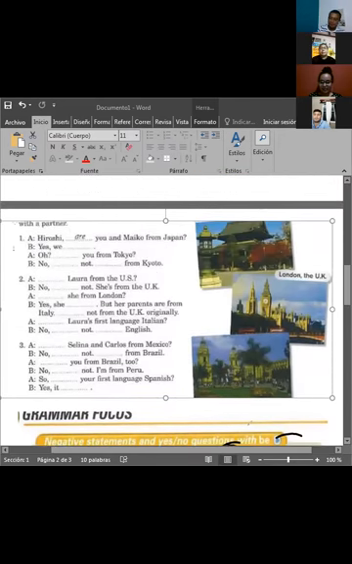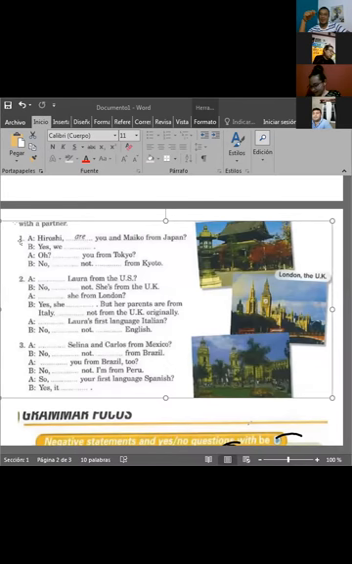Pues vamos a comenzar. Son tres conversaciones. Vamos a comenzar con la primera. El ejemplo que está aquí dice: Hiroshi, are you and Michael from Japan? Entonces aquí él le responde: yes, we... Sería are. Exacto. Yes, we are.